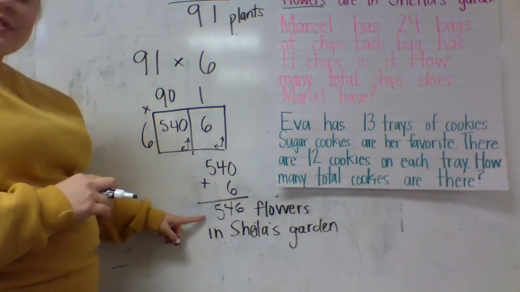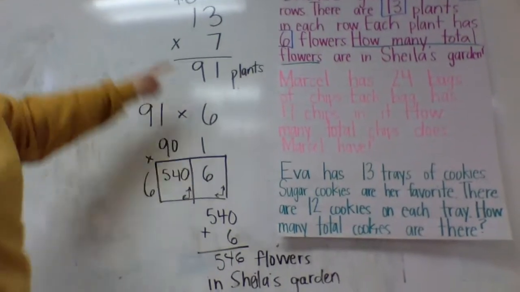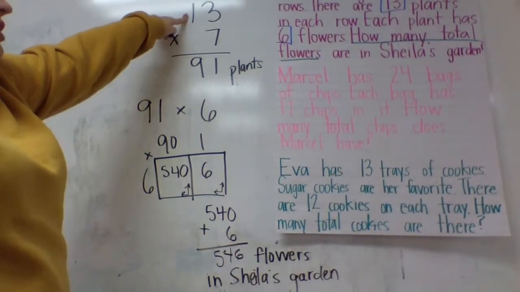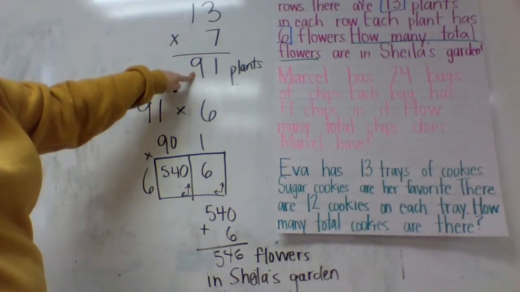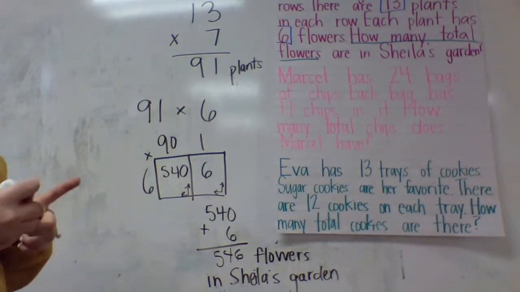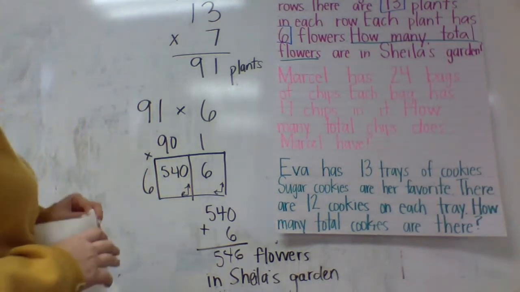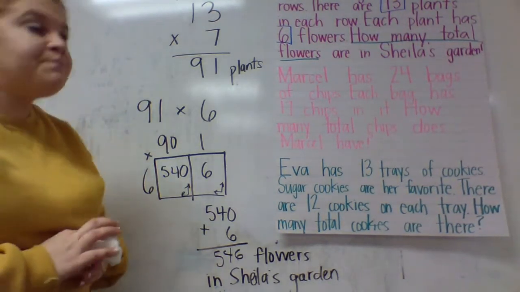So our question asked, how many total flowers are in Sheila's garden? We had to do 2 steps. First of all, we had to do 13 times 7, 7 rows, 13 plants in each row. We had to figure out how many plants first. Then we had to do 91 plants times 6 flowers on each plant. So the first one we just did, that was a 2-step problem.